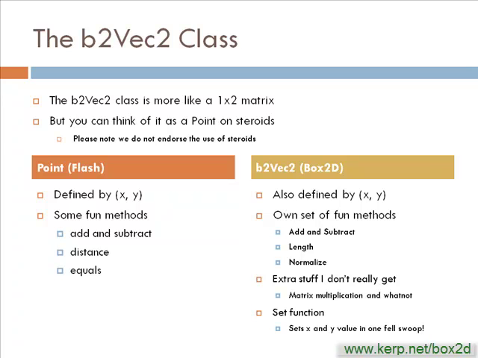And one function that we are going to be looking at, in fact right now, is the set function, which lets you set the x and y value in one fell swoop. So I believe in Flash there's no way to set the x and y values simultaneously for a point that already exists. You have to say point.x equals whatever, point.y equals whatever. In Box2D, this b2Vec2, you just say dot set, and then you can give it both the x and y values. It makes things a little more convenient, which we will look at right now.